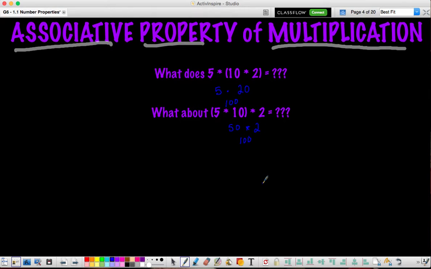And again, it makes it a little bit easier to do. Here we end up with multiples of 20 anyways, but it's easier for me to do 50 times 2. That's a multiplication problem that we typically know quickly off the top of our heads, whereas 5 times 20 might take us a little longer.